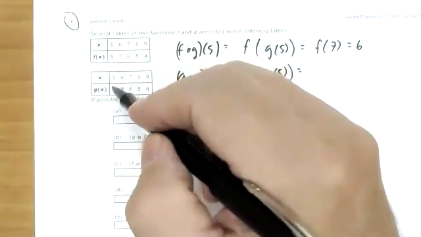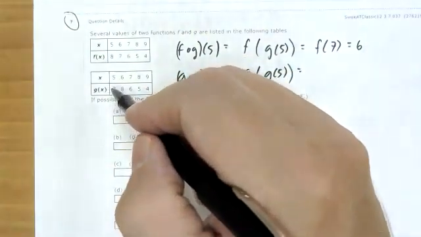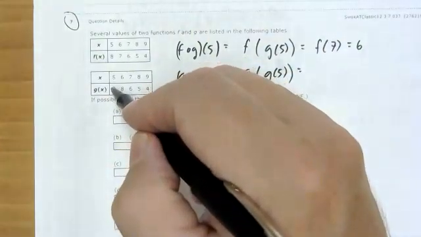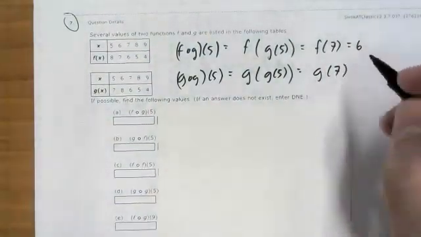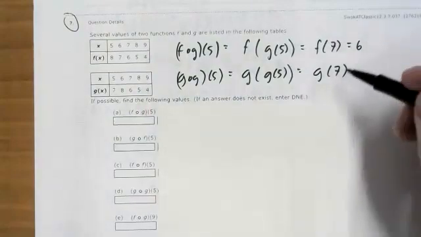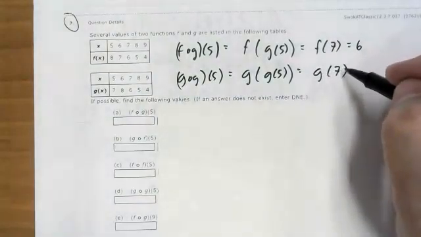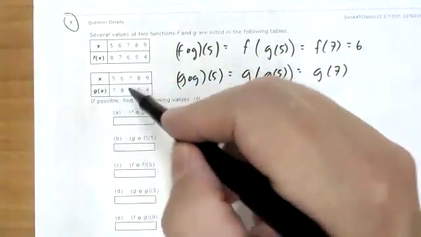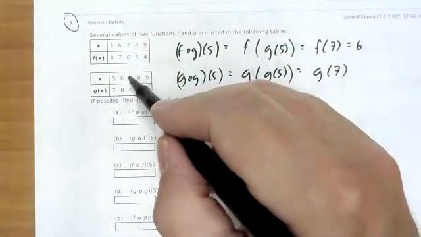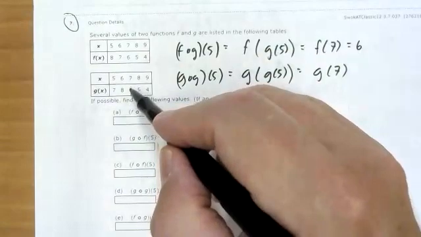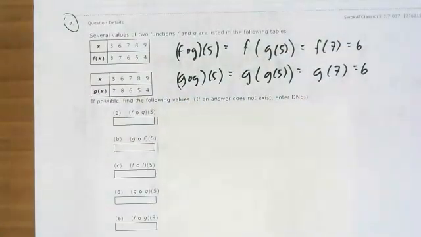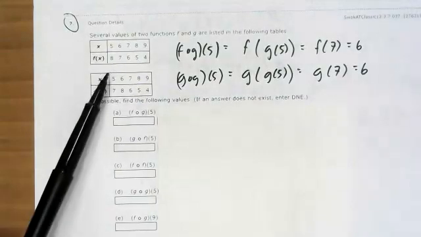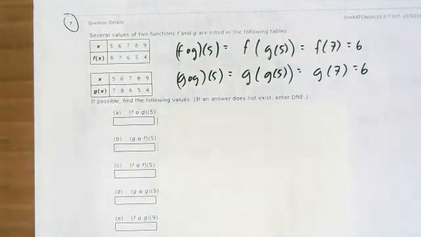I go to my g table and I say, what's the g function when x is 5? Well, x is 5 is here. The g function is 7. So this becomes g of 7. Now I say, what is g of 7? Once again, I go to my g table and I say, when x is 7, the g function is 6. So the answer should be 6. All right, this problem is not very hard once you understand what they're getting at.